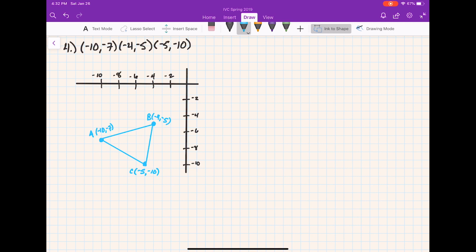So I'm going to use that method for this one as opposed to the distance formula because this triangle is a little bit crazier. It's not easy to see where there could be a right triangle.